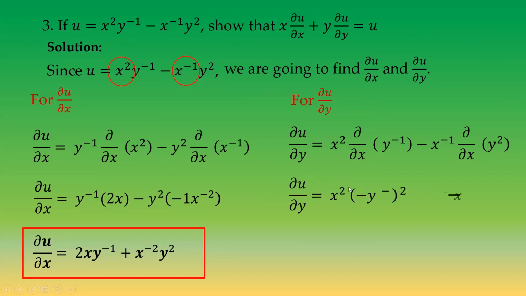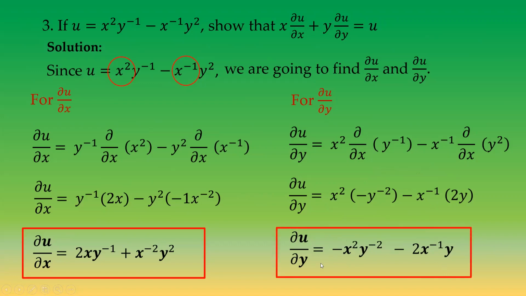Then we have x squared. Again dito, ginamit na naman dyan yung x raised to n. So, n times x raised to n minus 1. Kaya meron kang negative 1. So, negative na yun. Y raised to negative 1 minus 1, negative 2. Then, minus x raised to negative 1, derivative ng y squared ay 2y. Then, simplifying, we have negative x squared y raised to negative 2, minus 2 x raised to negative 1 y. Partial derivative of u with respect to y.